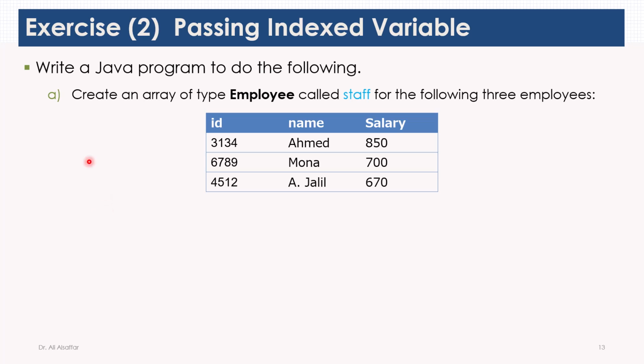In the first step, we need to create an array of type employee called staff for the following 3 employees. The name of the array is staff, and it's going to be an array of objects of type employee. We have already defined the class employee before. Let us have a quick look into this class and identify what are the data members, what are the methods available there, and what are the constructors and how many constructors there are.